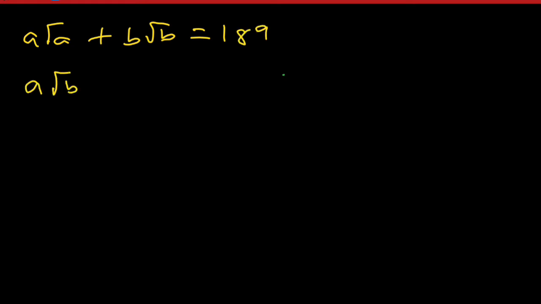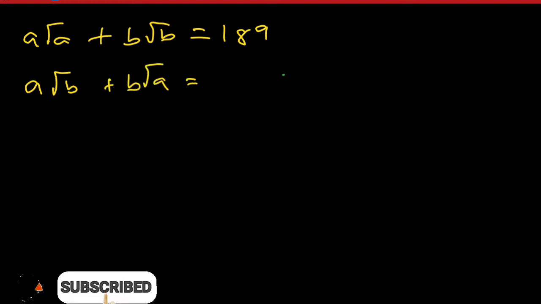In today's video I'll be showing you how we can solve this quadratic simultaneous equation, which is given to us as a root a plus b root b equals 189, and then we also have a root b plus b root a equals 180.